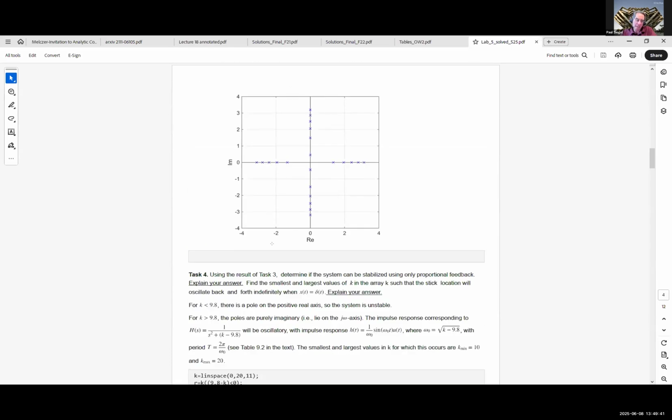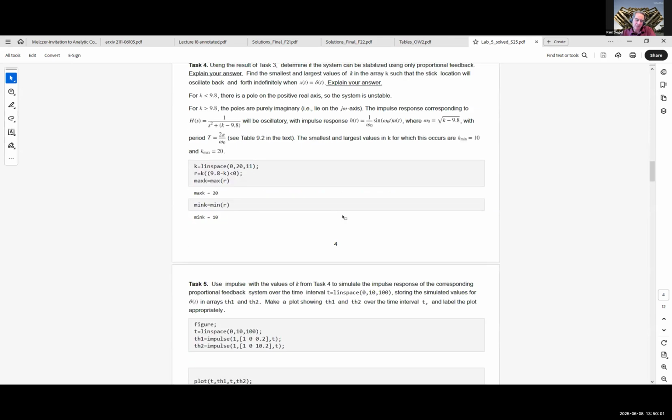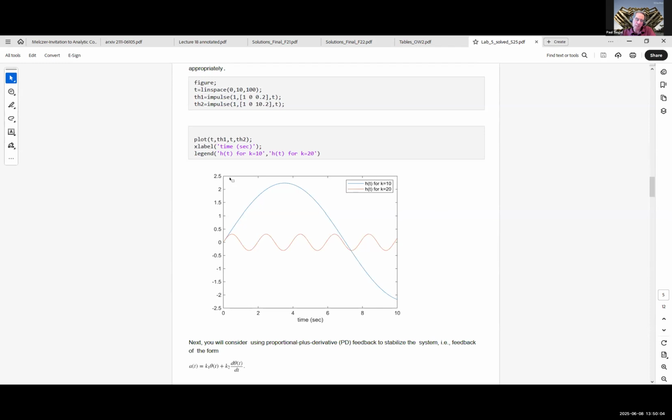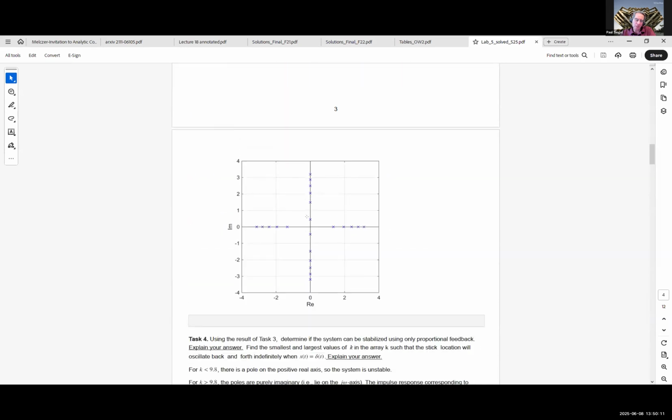So this is when we were looking at the case of just proportional feedback, and we saw that the poles that we got, sometimes they were on the imaginary axis, for different values of K. So they were like symmetric pairs on the imaginary axis. And what we saw is that this is what the impulse response looked like. So this was for K equals 10 and K equals 20. These points, 10 corresponded to these guys, and then 20 corresponded to these guys.